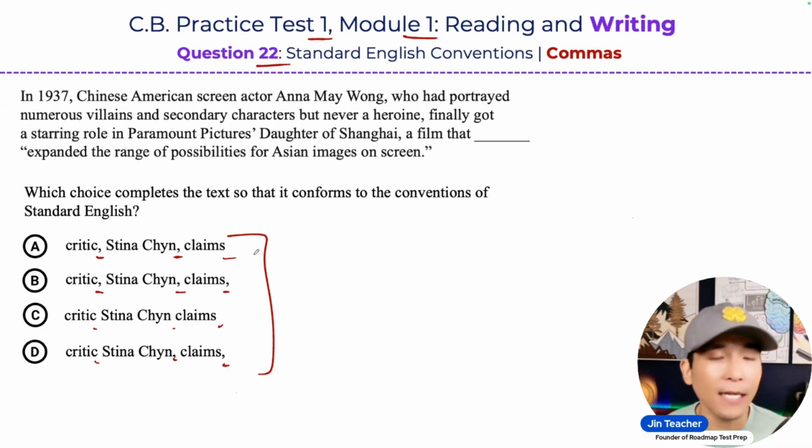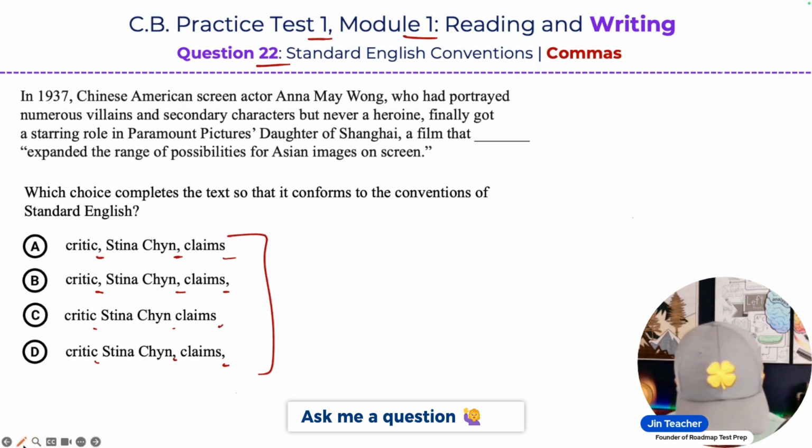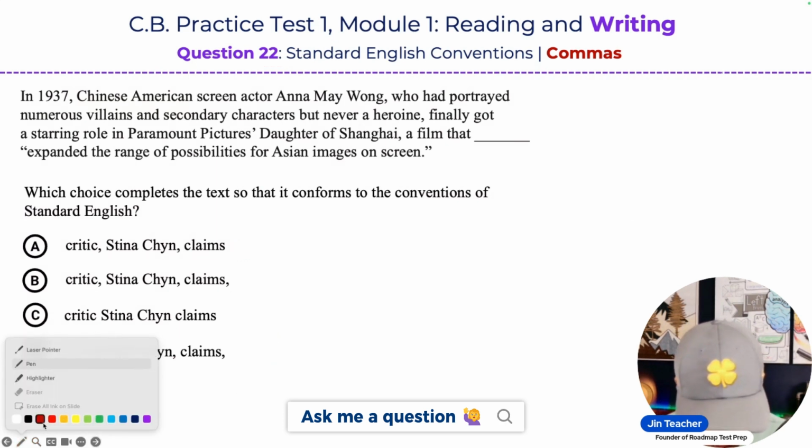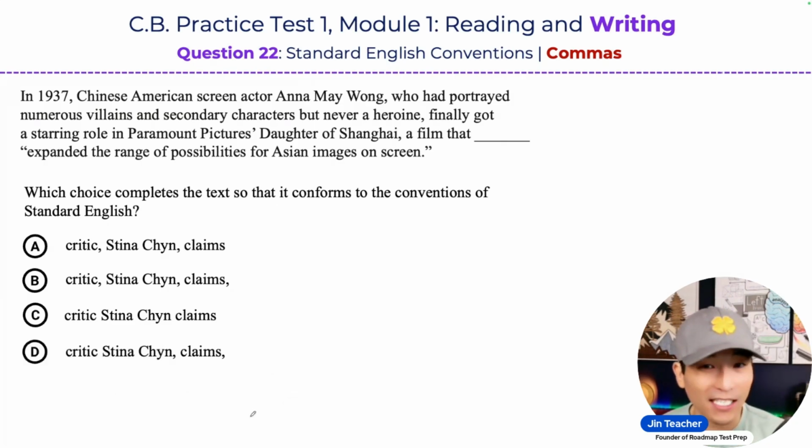And we know that we don't have any other punctuation marks other than commas. So we know that this question is testing you specifically on comma rules, and that's it, okay? We don't see any other punctuation marks like semicolons or colons, right? So we know we're not being tested on punctuation in general. We're just being tested specifically on comma rules, okay?